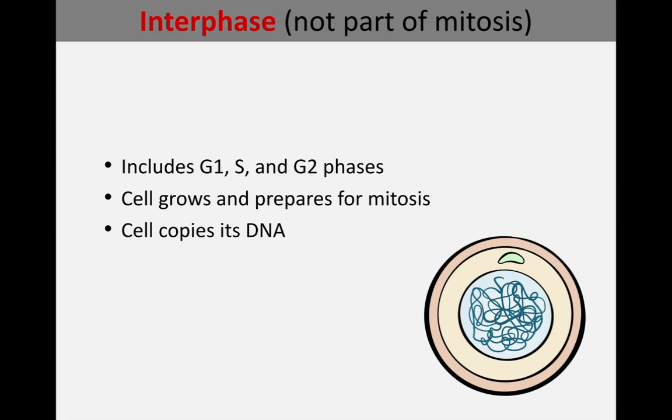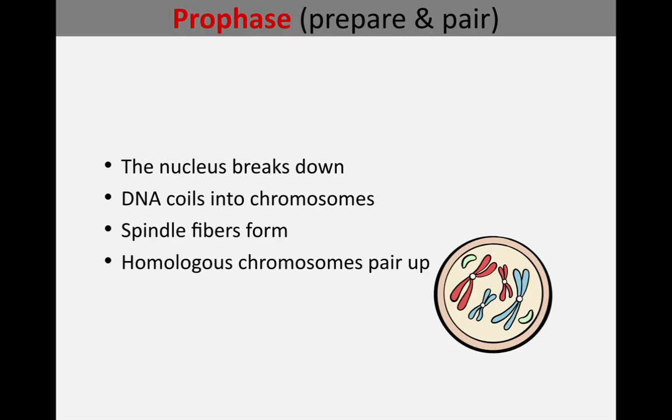So remember, we start with I, interphase, which is not part of mitosis, but it has to occur in order for mitosis to be successful. Interphase includes G1, S, and G2 phases. This is where the cell grows and prepares for mitosis, and the cell copies its DNA. Now we get into the first phase of mitosis, which is prophase. And in prophase, the cell is going to prepare and pair. And so the nucleus breaks down, DNA coils into chromosomes, and spindle fibers form. That's all part of the prepare portion of prophase.